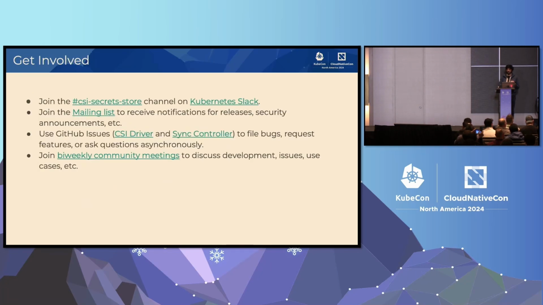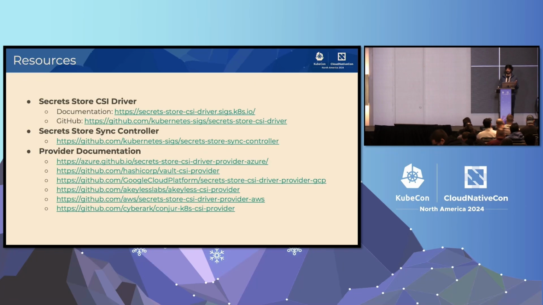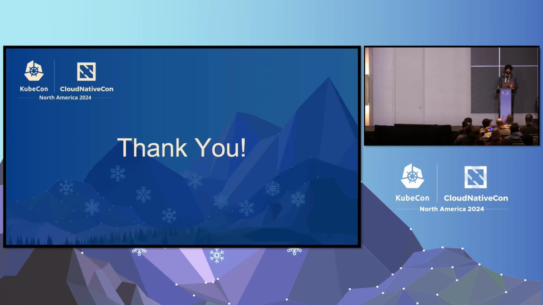As I wrap up, here are a few ways that you can get involved in the Secret Store project. You can join the Slack channel on the Kubernetes Slack. That's one way. We also have bi-weekly community meetings on Thursdays at 9 a.m. PST. And here are some of the resources for everything that I presented. We have the driver, the controller, and the provider documentation for the supported providers.